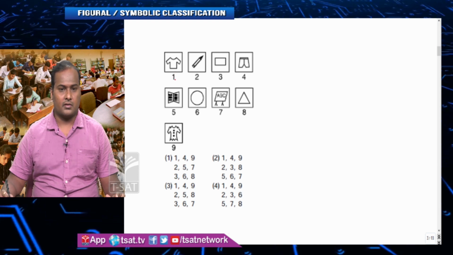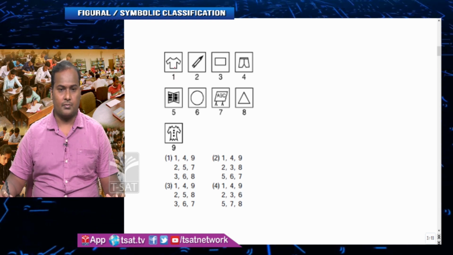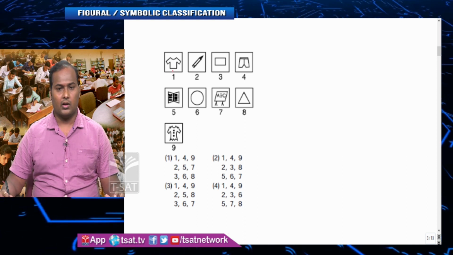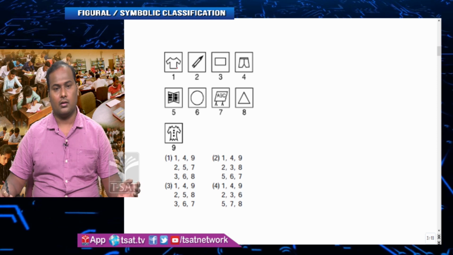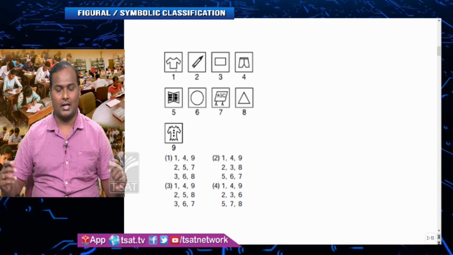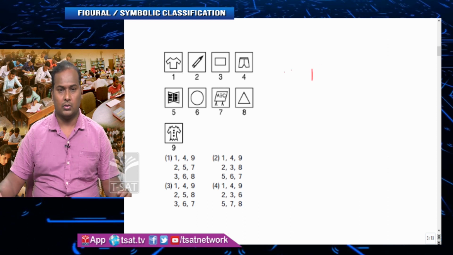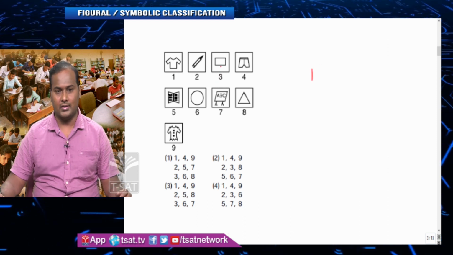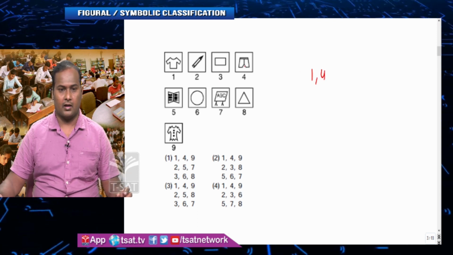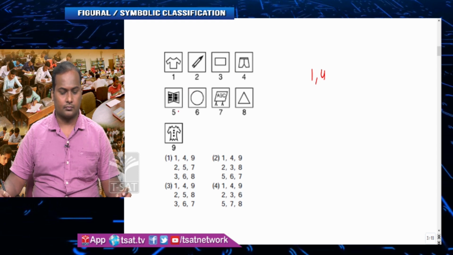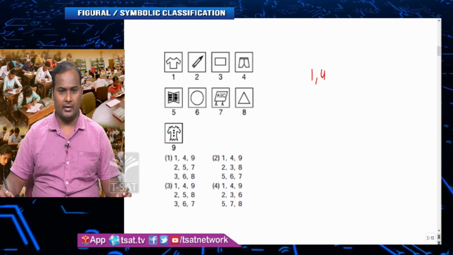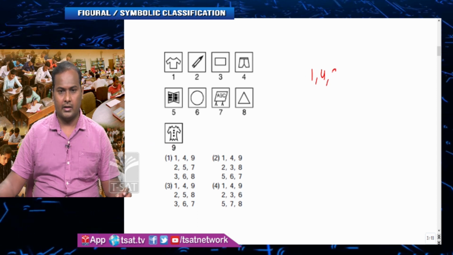What can you observe in the first figure? In the first figure, I can observe something like a shirt or a garment. In the same way, try to check in which other figures you can find this kind of garment character. 2 is a pen, not possible. 3 is some square or rectangle, not possible. 4 is a garment. Again 5, 6, 7, 8 and 9. If you see 9, it is again a garment.